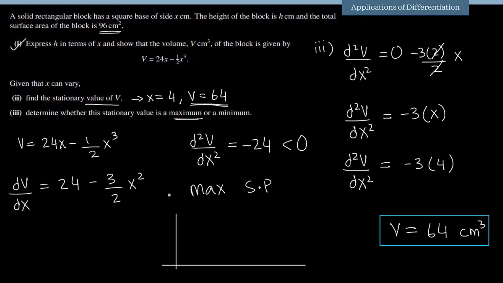And this is representing that on one of the axes I have volume and on the other axis I have length x, and volume is changing with respect to x. And when x is equal to positive 4, there is a maximum value of volume, which is 64. So this is the answer to the third part of the question. The stationary point is a maximum stationary point.